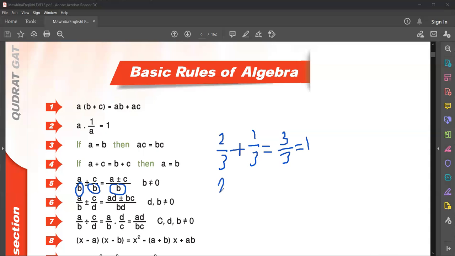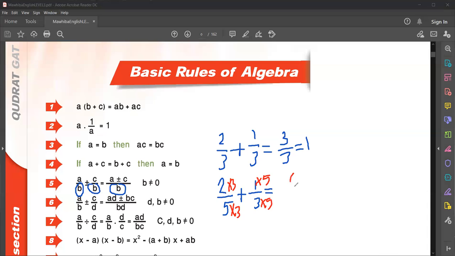And if it is different, like 2 over 5 plus 1 over 3, how do I get this answer? Is the denominator the same? No. So I must make the denominator the same. What will I do? You multiply here by 3, and also the numerator is multiplied by 3. Here, you multiply by 5, and the numerator is multiplied by 5. So you get now the answer.